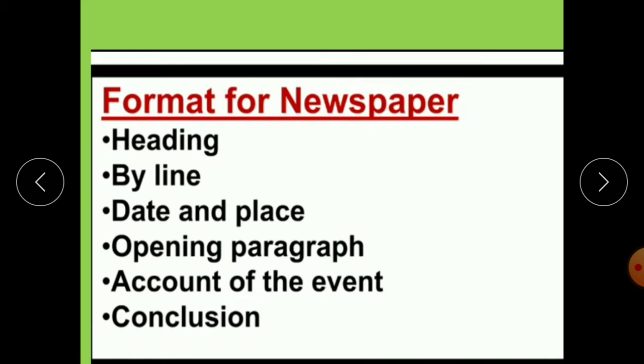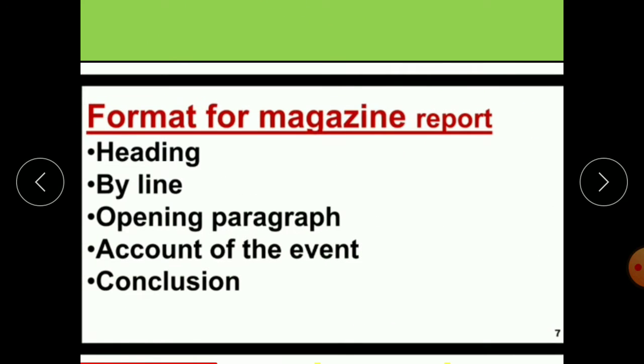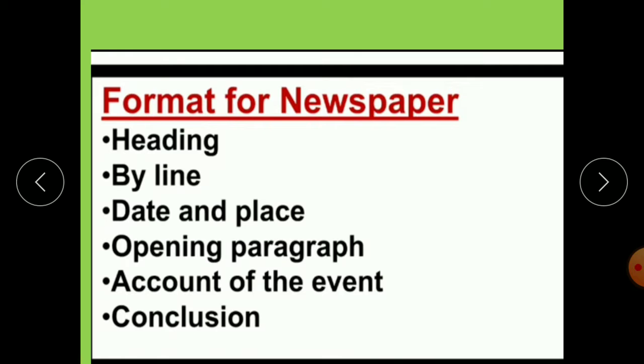But what we don't have in the magazine report is the date and place. We have a heading like the newspaper report, a byline like the newspaper report, an opening paragraph, the account of the event and the conclusion. But we don't have time, date and place. But there is one thing you can include, that is the date. You can write the date here, but you will not mention the place. You can find the difference between these two formats.